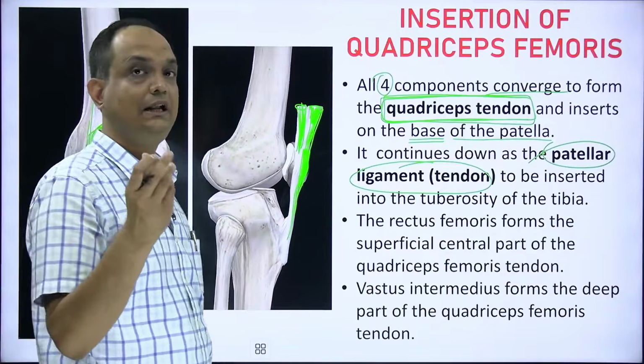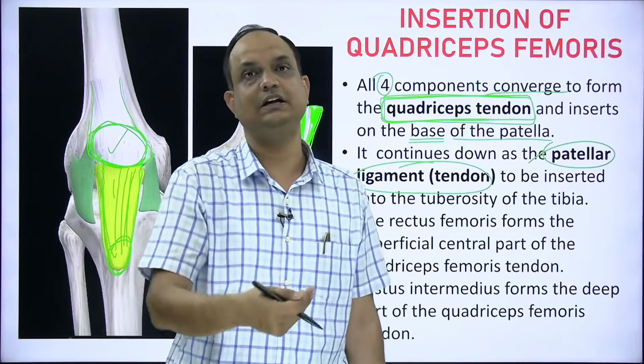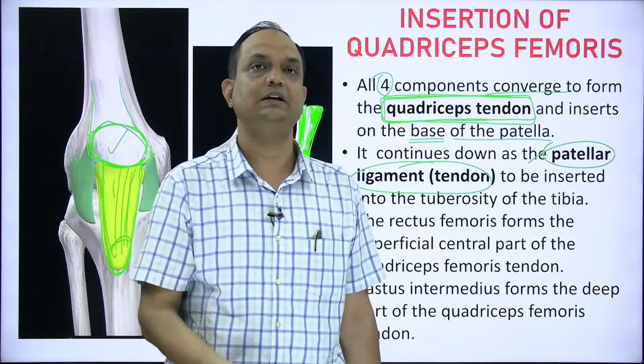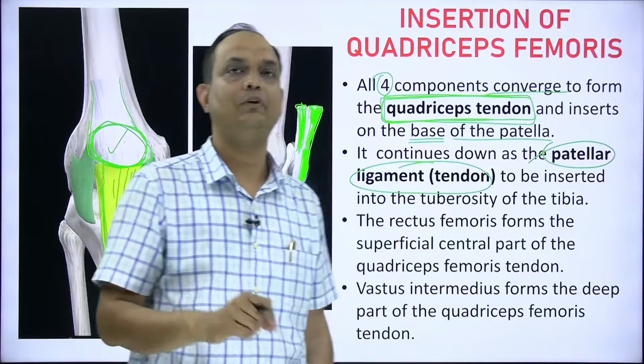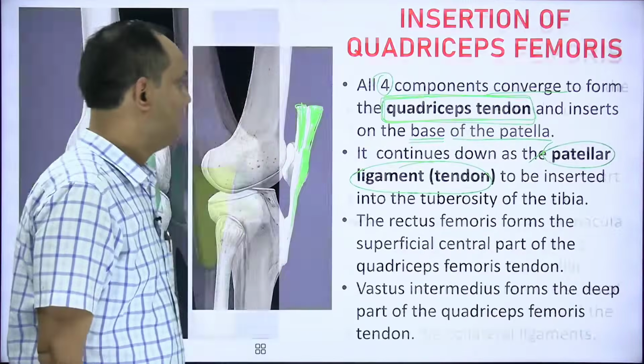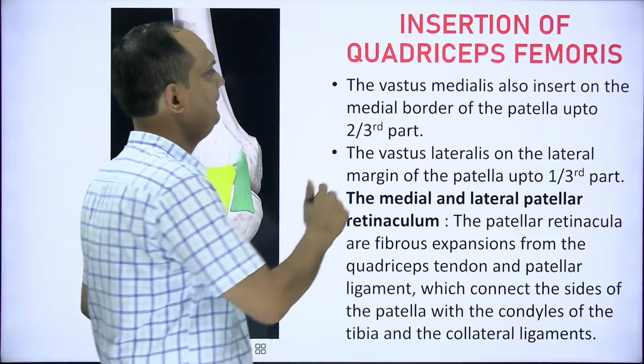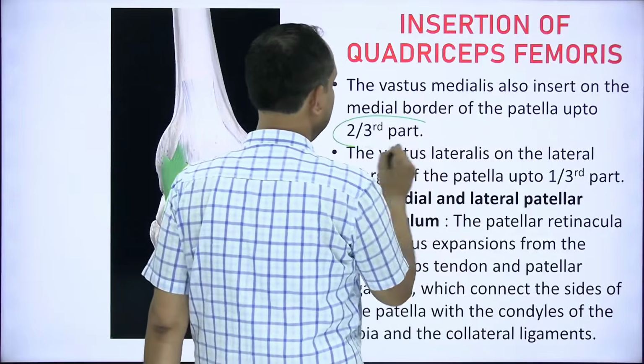So, when you see the anterior surface of the patellar bone, you will see that vertical ridges are present, and these vertical ridges are there because they are formed by the fibers of the rectus femoris muscle. Now, the vastus medialis also inserts on the medial border of the patella up to the upper 2/3.